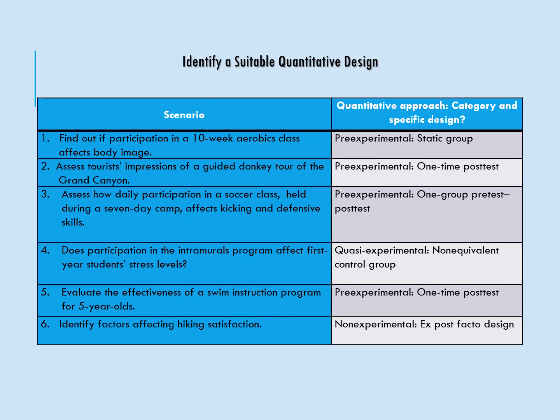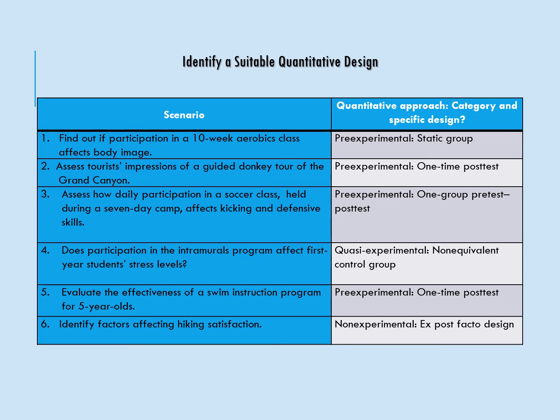Next, we'll go to number 3, which is assess how daily participation in a soccer class held during a 7-day camp affects kicking and defensive skills. So again, we have one group, and we have a pre-test and a post-test, right? So we don't necessarily have a control group. We only have an experimental group, and we're doing a pre-test and a post-test to gauge their defensive skills. So it's going to be pre-experimental. Number 5, we're going to evaluate the effectiveness of a swim instruction program for 5-year-olds. So again, we're looking at just a post-test of just the one group of 5-year-olds, and so that's going to be pre-experimental design. Let's go to number 6.